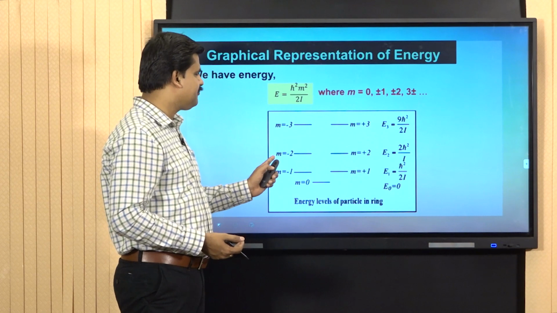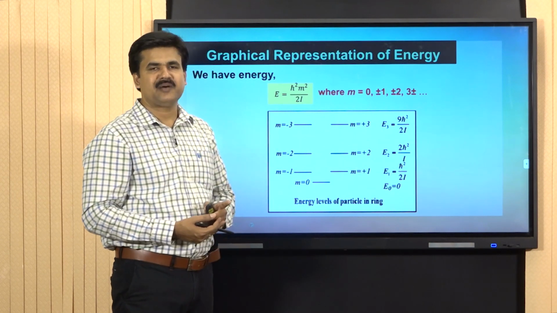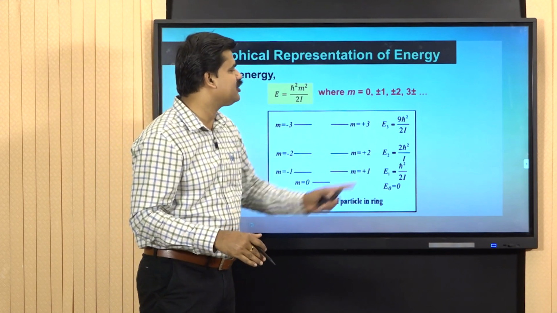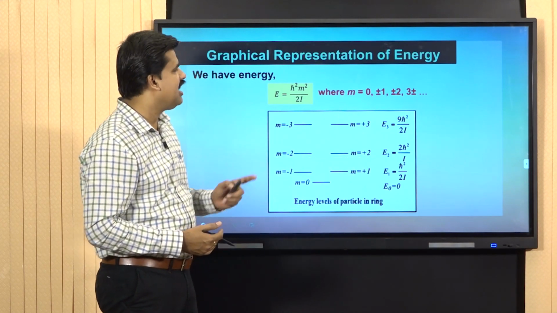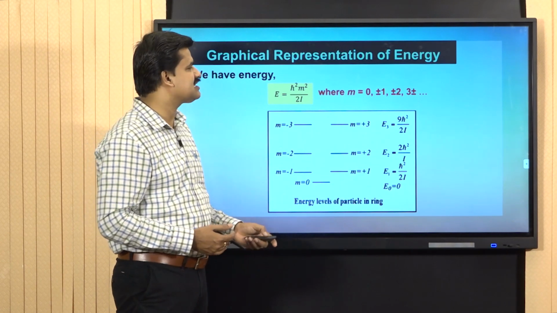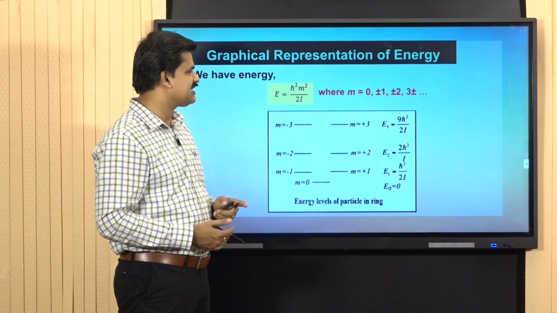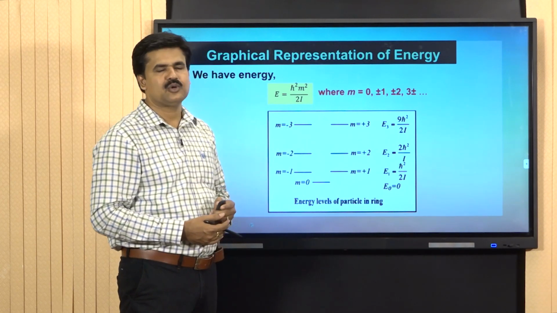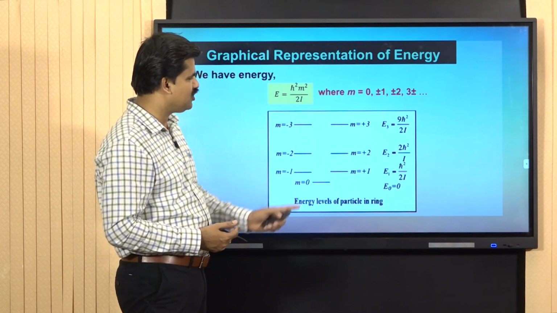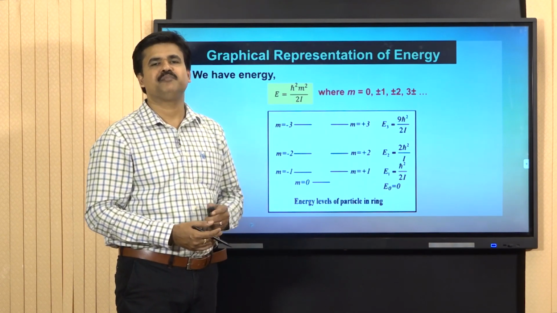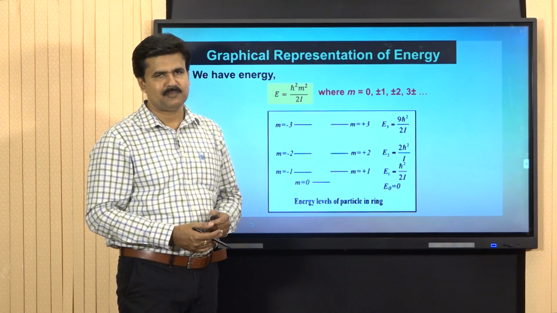Similarly, if you put m equal to minus 2 or plus 2, the same energy is obtained, and that energy E2 is equal to 2ħ square by I. And if we have m equal to plus or minus 3, again we get a doubly degenerate energy, or two energy levels are there. E3 equal to 9ħ square by 2I. So these are various energy levels of the particle in a ring problem.